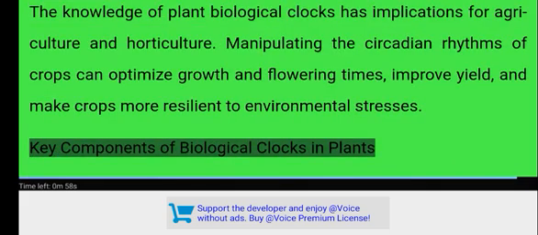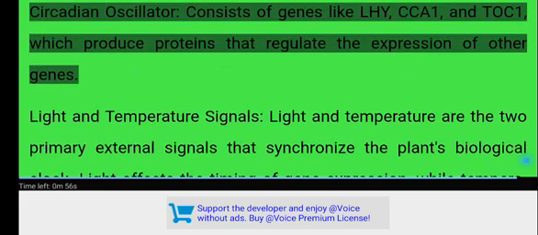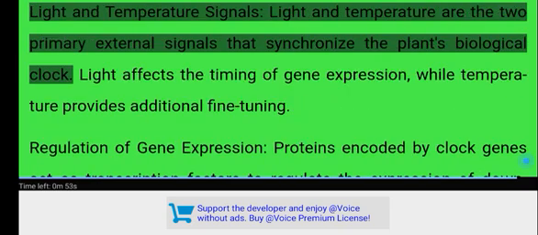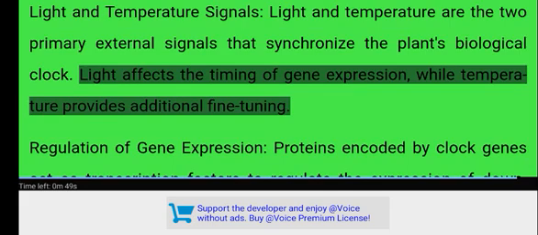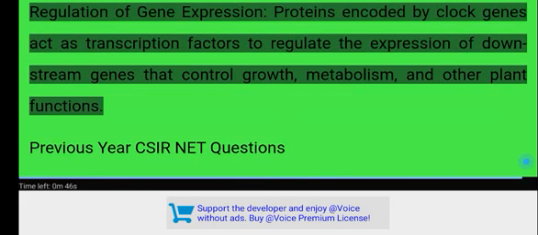Key components of biological clocks in plants. Circadian oscillator consists of genes like LHY, CCA1, and TOC1, which produce proteins that regulate the expression of other genes. Light and temperature signals. Light and temperature are the two primary external signals that synchronize the plant's biological clock. Light affects the timing of gene expression, while temperature provides additional fine-tuning. Regulation of gene expression. Proteins encoded by clock genes act as transcription factors to regulate the expression of downstream genes that control growth, metabolism, and other plant functions.